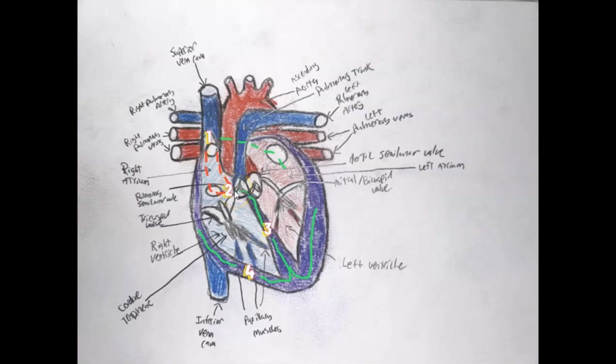Number 2 is where the atrioventricular node is. This is also known as the AV node. And this is where the electrical gateway is to the ventricles. Number 3 is where the atrioventricular bundle, also known as the AV bundle, is. This can also be referred to as the bundle of His.